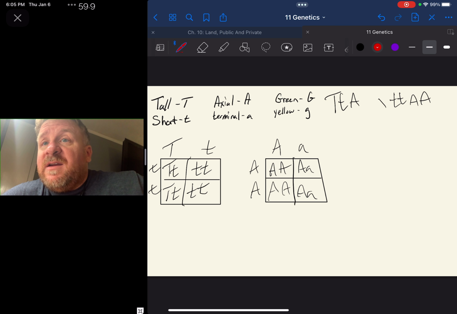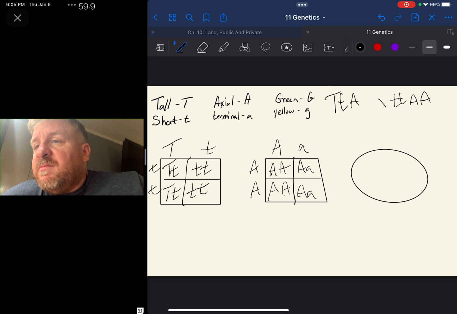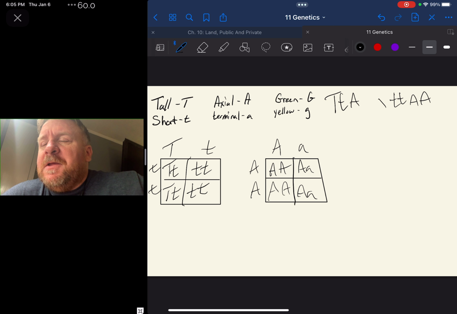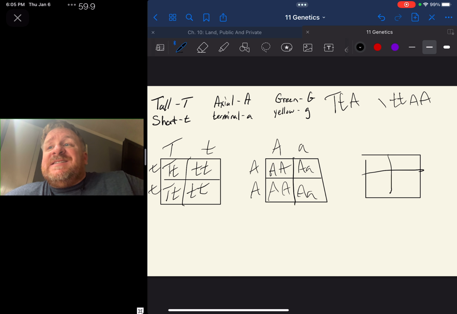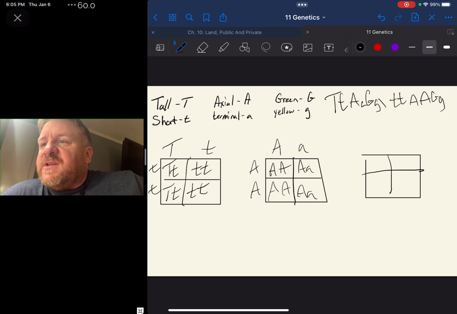Now, I had another monohybrid box set up. So let's add in one more trait. I had a heterozygous tall, heterozygous axial with a short, homozygous axial. Let's add in a heterozygous green and another heterozygous green.